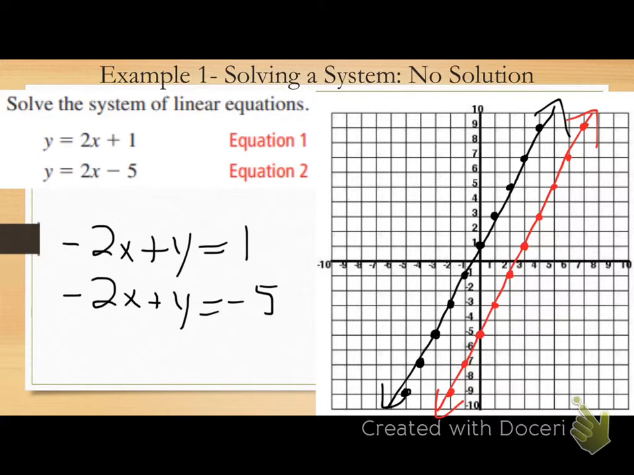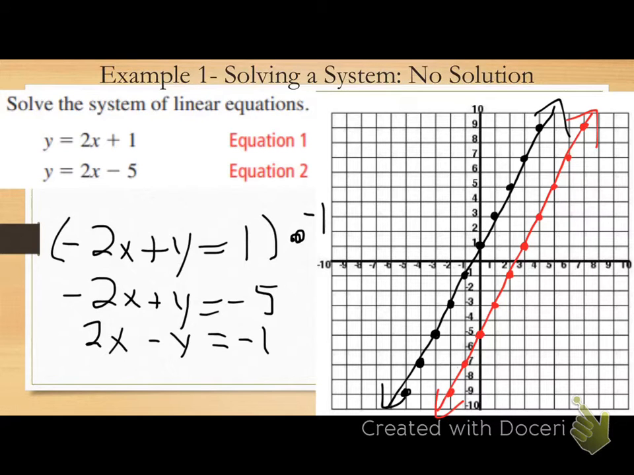In order to eliminate, we want the same number, different sign in one of my x or y columns. Do I have that already? No. What could I do to one or both of my equations to get that? Multiply the first one by -1. So -1 times -2x is 2x. -1 times y is -y. -1 times 1 is -1.